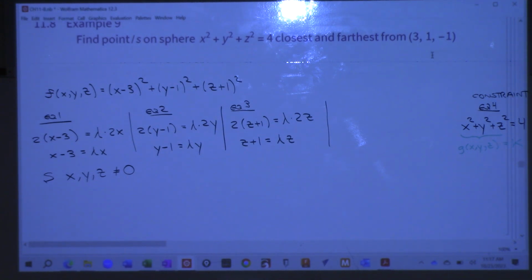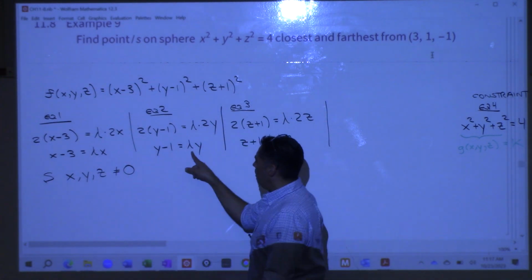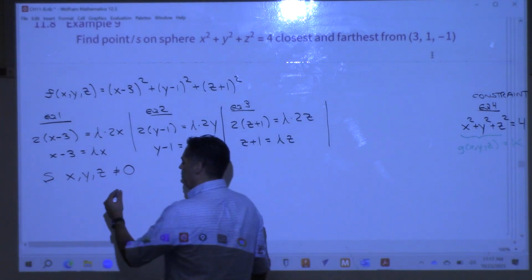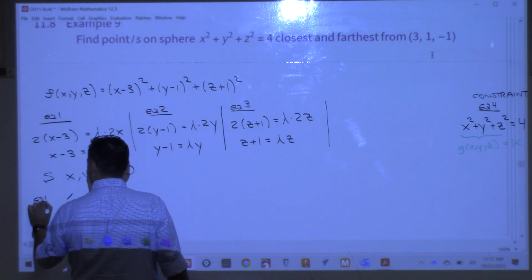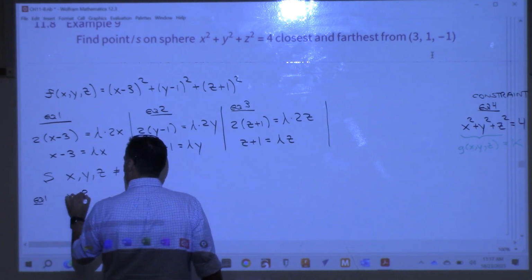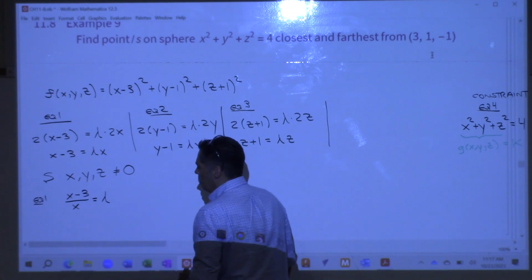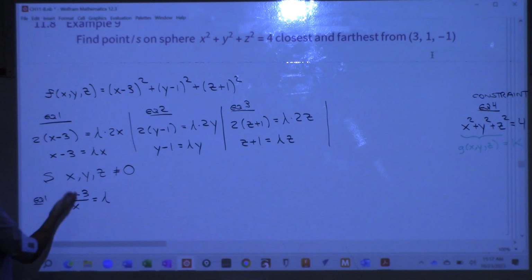Now, solve for what? Solve for lambda. See, now you can solve for lambda. Now can I divide by x? Can I divide by y? I can divide by z, can't I? So I can solve all of them. Now there's nothing saying that I have to do this, but it just seems like maybe that's the way I want to go. Equation 1 becomes x minus 3 over x equals lambda, right? Just dividing by x, we get that.